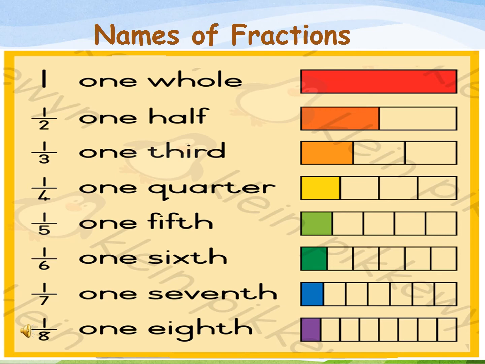In the fourth one we can see the rectangle is divided into 4 equal parts. We can say 1/4 of the whole for one piece. And here the rest of the ones: 1/5, 1/6, 1/7, 1/8. It means one part of the whole rectangle in which it is divided.